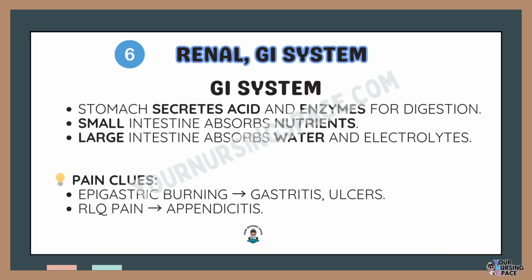The gastrointestinal system is responsible for digestion, absorption, and elimination. The stomach secretes acid and enzymes to break down food, while the small intestine absorbs nutrients. The large intestine absorbs water, forming stool. Knowing which part of the GI tract is affected helps determine the cause of symptoms. For example, pain in the epigastric area with burning may indicate gastritis or peptic ulcers, while right lower quadrant pain is often seen in appendicitis.